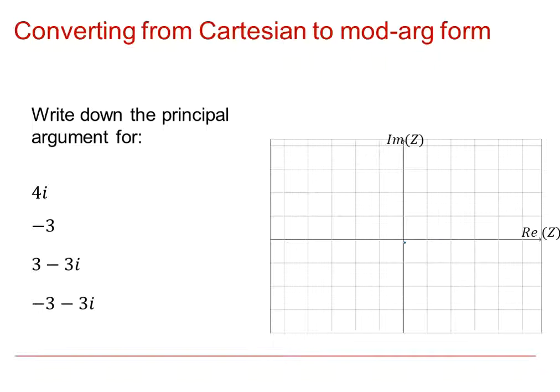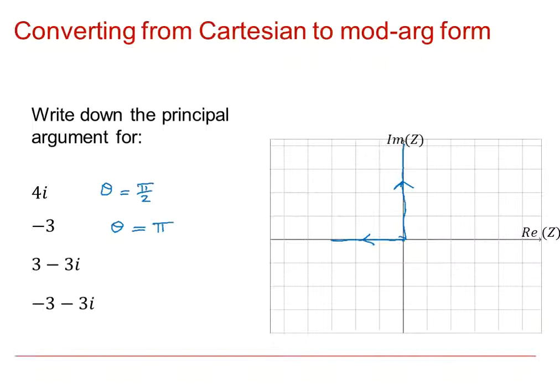So 4i, there's 4i, and we can see that its argument theta would be exactly pi by 2 from the positive real axis. If we look at minus 3, now care must be taken with minus 3. There's minus 3. Remember, the principal argument is greater than minus pi and less than or equal to plus pi. So for this one, we'd quote plus pi.